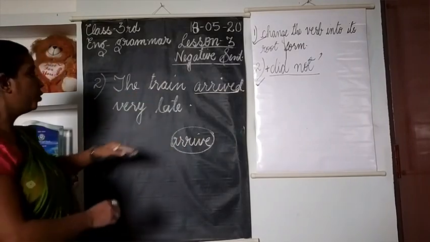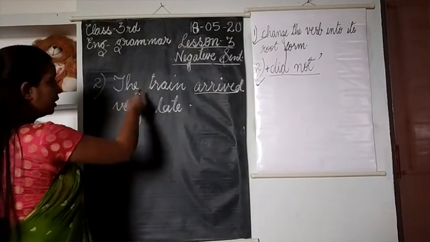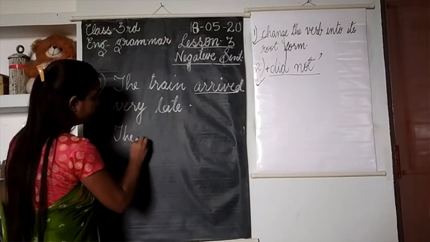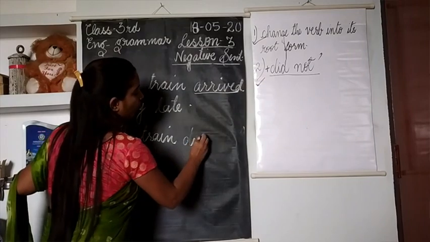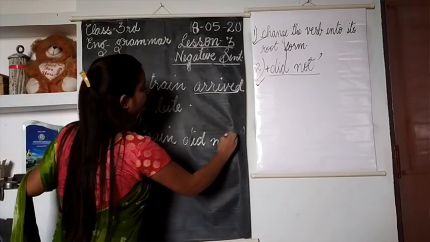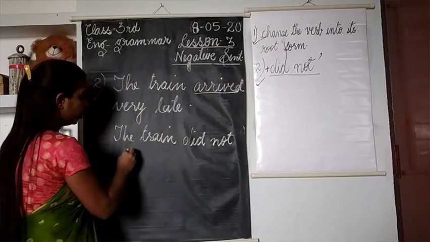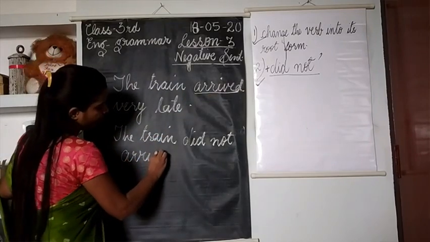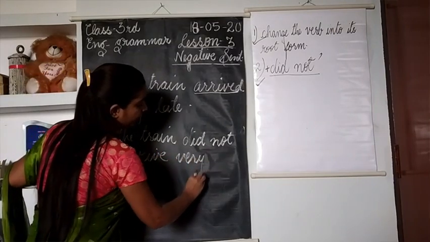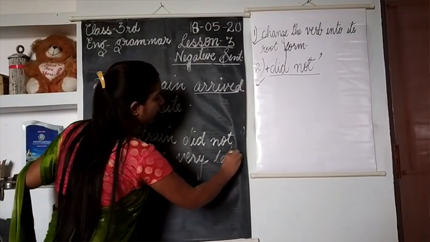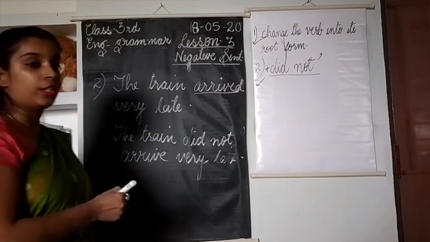How will you change it into negative? You know that if the sentence is in past tense, after the subject you will add did not first. After the subject, the train, you will add did not, and this verb arrived, which is in second form, will be changed into its root form, which is arrive. The train did not arrive very late. Okay, I hope this is clear to you all. Let's see one more example.